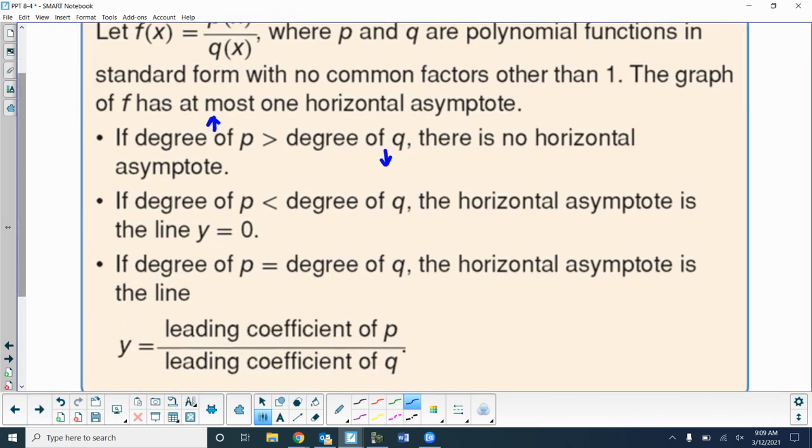When the degree of P, the top polynomial, is less than the degree of Q, the bottom one, the horizontal asymptote is y equals 0, which is the x-axis. So if the bottom degree is bigger, it's the x-axis. Okay?